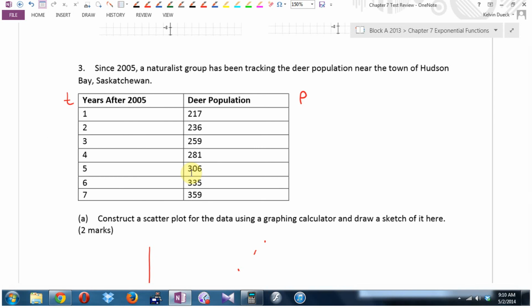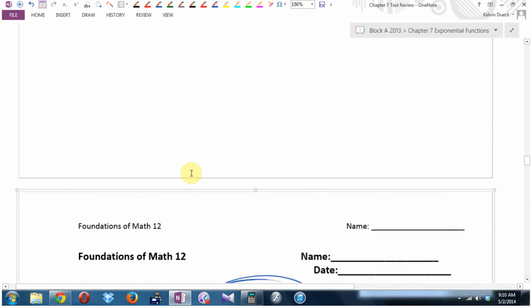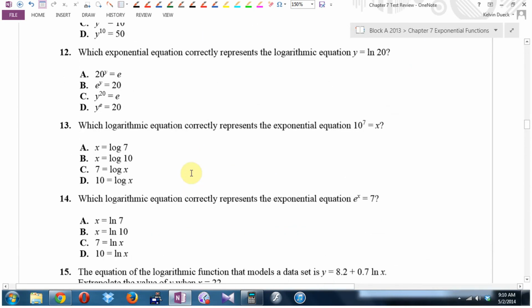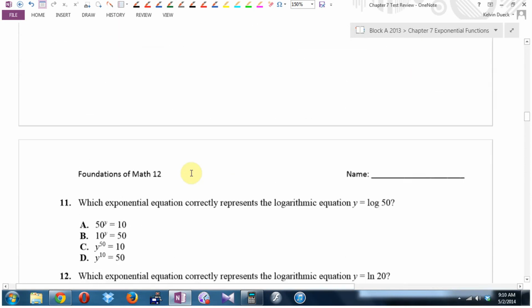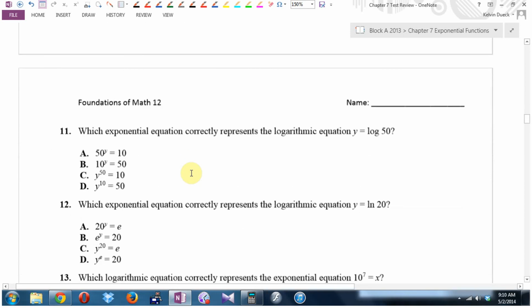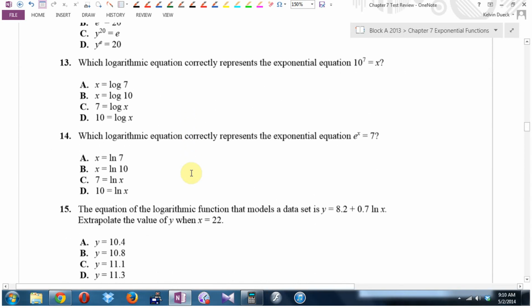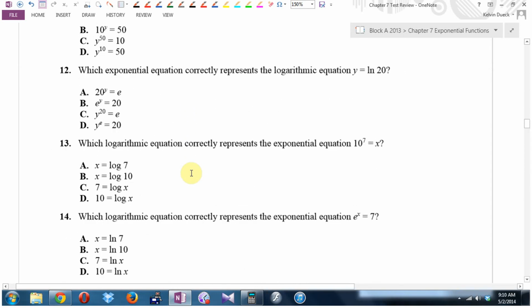I'm hoping you learned from your mistakes, or you followed along, or you filled it in as we went and said, okay, I'm getting the hang of this. Some people have had some questions. Roy, you got a question for the multiple choice. I'm going to guess it's either going to be number 11 or number 12 or number 13 or number 14.